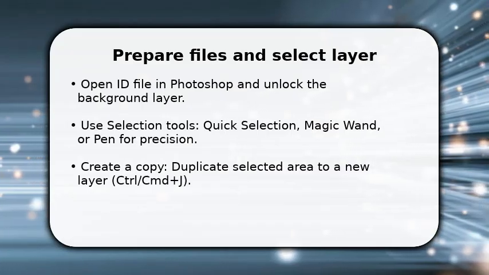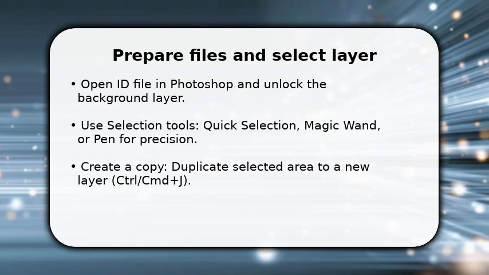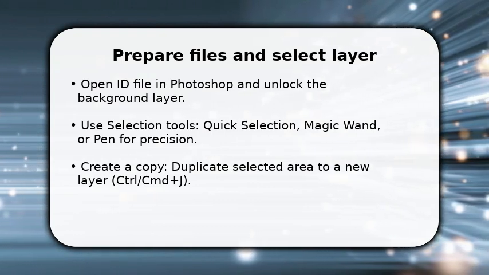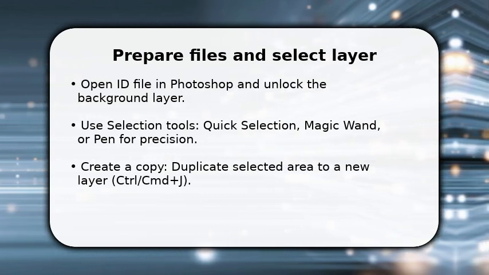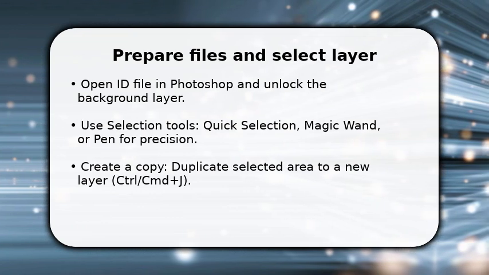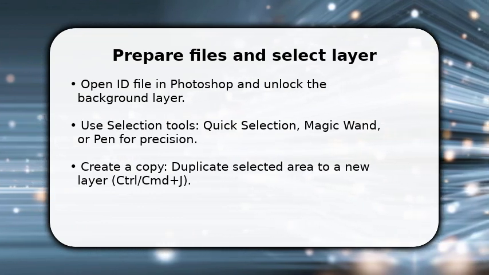You start by opening your ID image and immediately duplicating the layer so you never alter the original. Use Quick Selection or the pen tool to trace the subject edge. The pen gives cleaner curves while Quick Selection is faster.